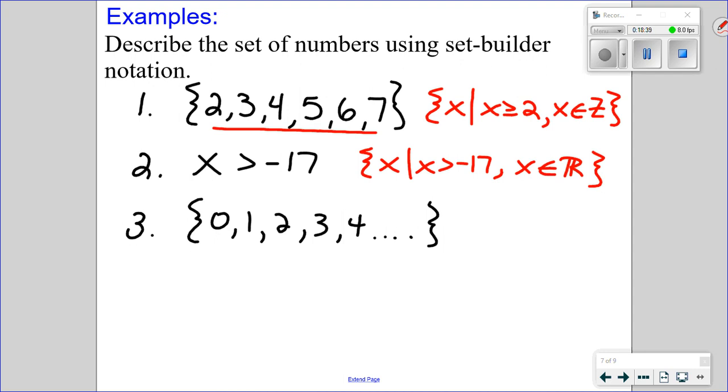Okay, and then number 3, and we'll start with our curly brace. X, the set of all x such that, and this time it looks like x is greater than or equal to 0, and that x is an element of, and I think I'll use a W this time, why not? X is an element of the set of whole numbers. Since we started with 0, I thought we would use whole numbers as the subset.